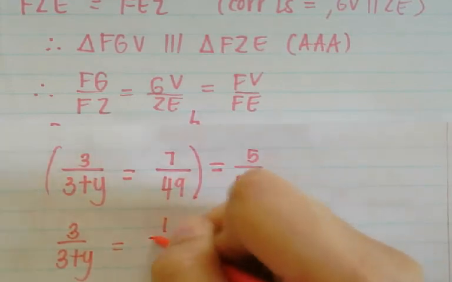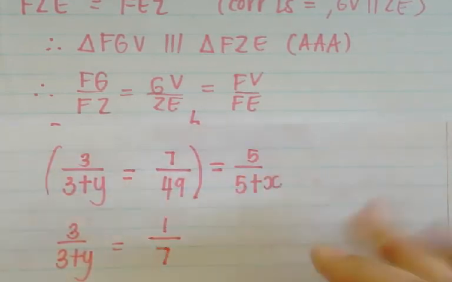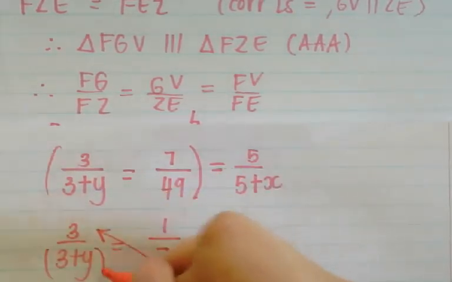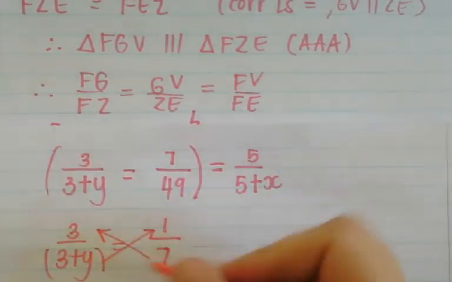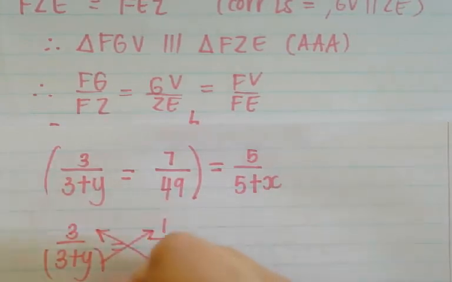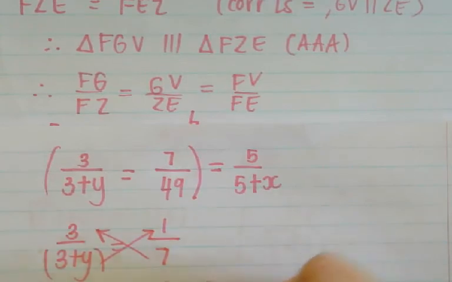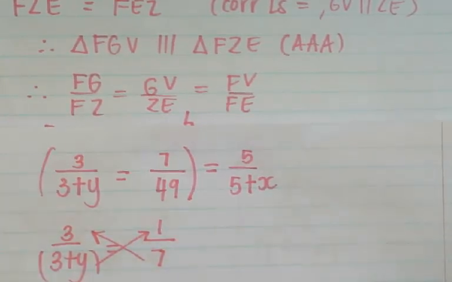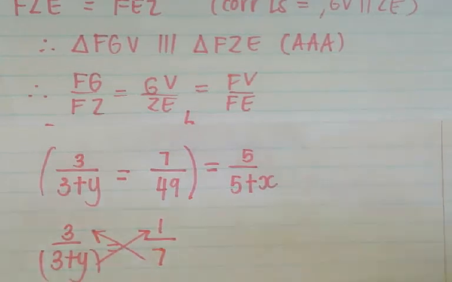And I'm going to simplify it as 1 over 7. Cross multiplying, protecting when I cross multiply. 7 times 3 is 21. 1 times 3 plus y: 1 times 3 is 3, 1 times y is y. So when I take my 3 over, it's going to be 21 minus 3, which is 18.